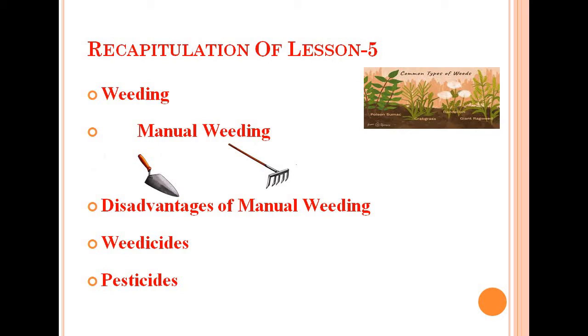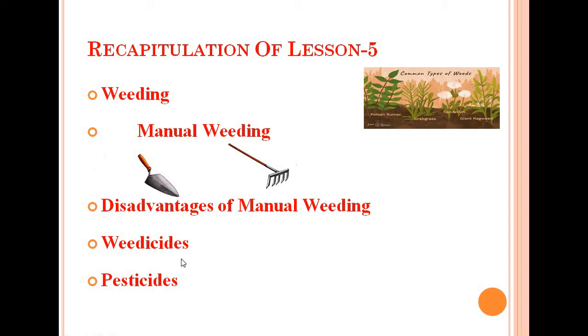We also came to know that there are two ways of weeding: manual weeding and with the help of weedicides and pesticides, where manual weeding includes some agricultural implements like trowel, like harrow, etc. But there are some disadvantages of manual weeding. The first one is that it requires a lot of manual labor and also takes a lot of time. So for that reason we have moved to another method of weeding: weedicides and pesticides.